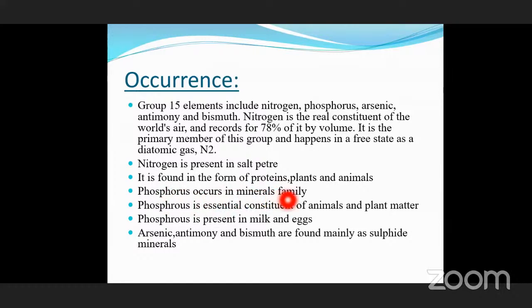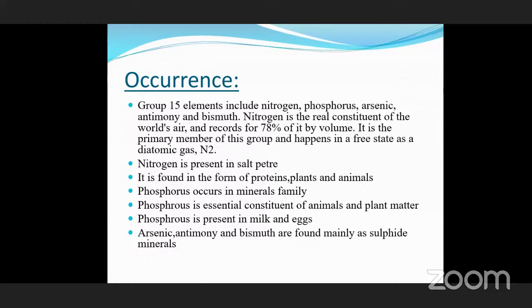Then phosphorus occurs in minerals. That means phosphorus is also abundant in minerals. Phosphorus is an essential constituent of animal and plant matter, and it plays an important role in them. Phosphorus is present in milk and eggs. That means phosphorus also plays an important role for animals and human beings.